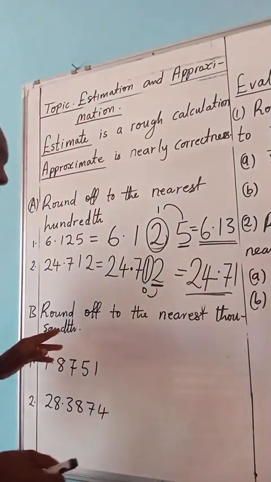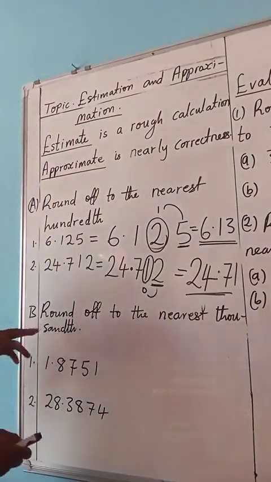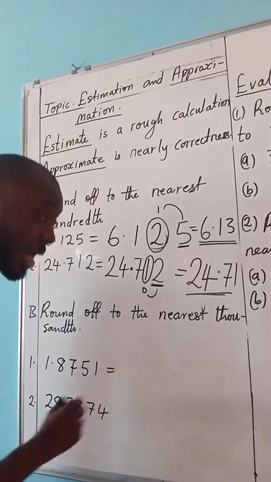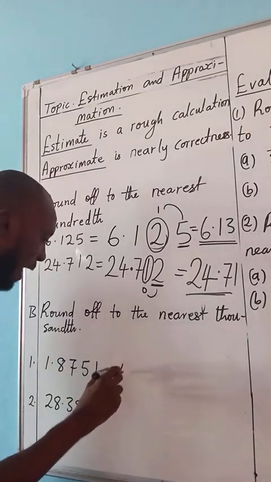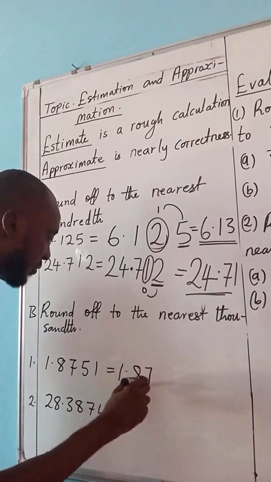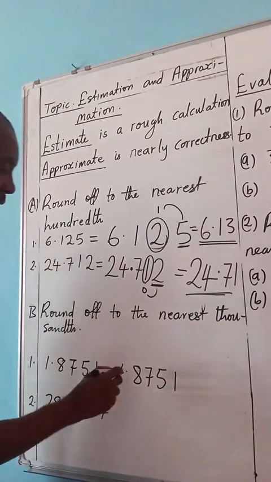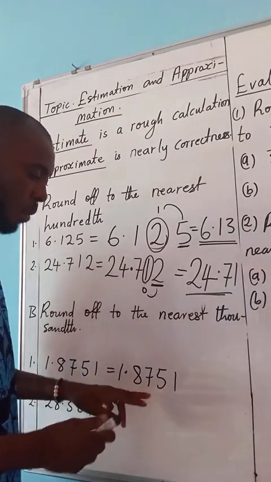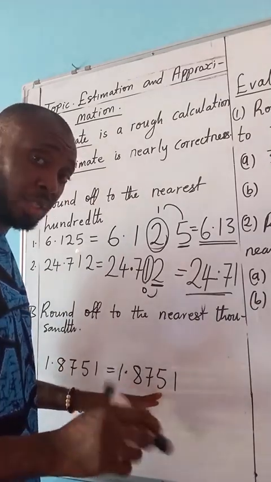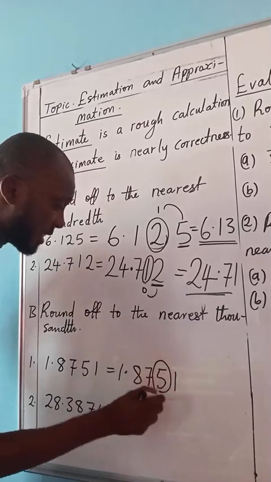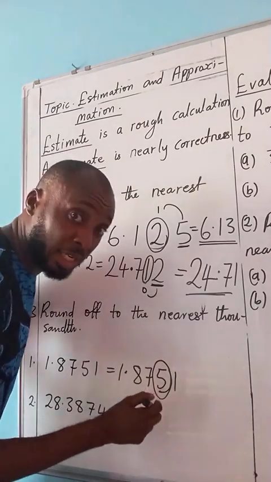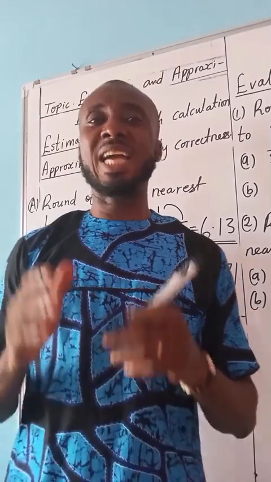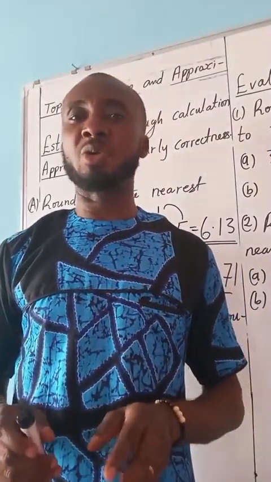Now, let's look at the second one. Letter D. Round up to the nearest thousandth. Rounding up to the nearest thousandth, we have 1.8751. Now, we have the first one after the decimal point as tenth, the second one as hundredth, and the third one as what? Thousandth. So the thousandth place, that is what we are talking about. So this is the determinant factor. The determinant factor is any number that is the closest to the number we are rounding off.